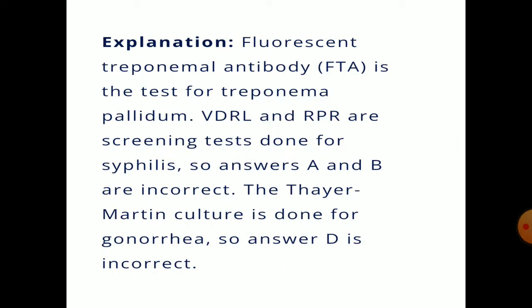Explanation: fluorescent treponemal antibody is a test for Treponema pallidum. VDRL and RPR are screening tests done for syphilis. So answers A and B are incorrect. The Thayer-Martin culture is done for gonorrhea. So answer D is incorrect.